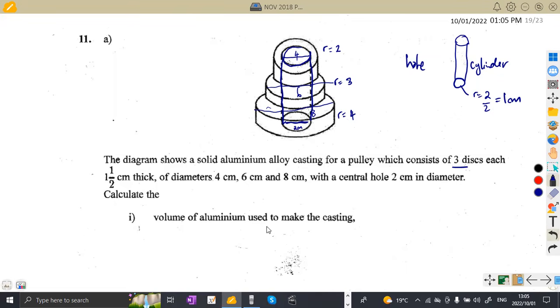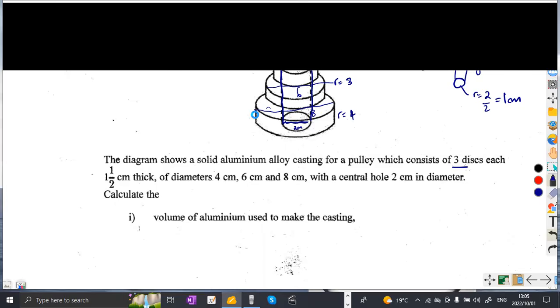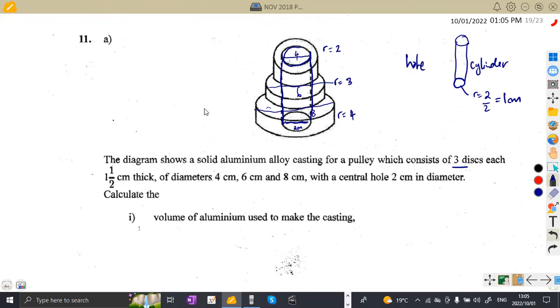The question asks us to calculate the volume of the aluminium used to make the casting. Remember, there's a thickness of 1.5. That is the height from each disc. Sorry, let me indicate properly so that it can work. So here, this is the thickness, which is the height.